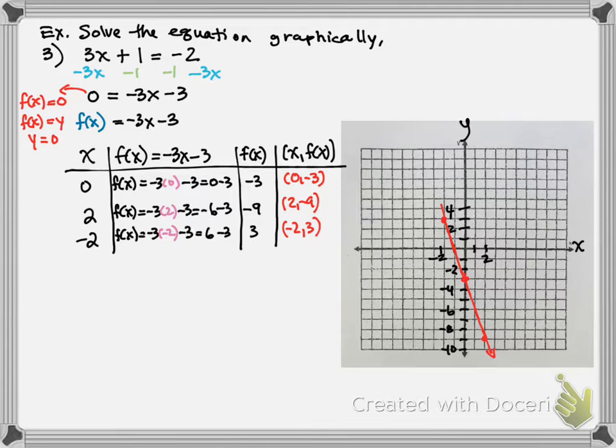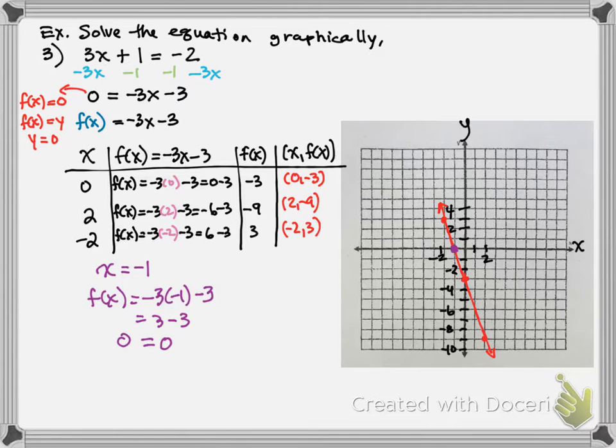And if we're an accurate grapher, it seems that it crosses the x-axis at negative 1. So what I'm going to do is test out what happens when I put in negative 1 for x. So f of x is equal to negative 3 times negative 1 minus 3 equals 3 take away 3 equals 0. Okay? So that is my x-intercept because that's going to be true.